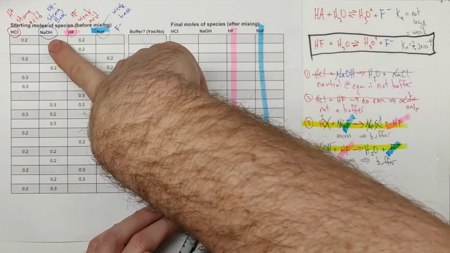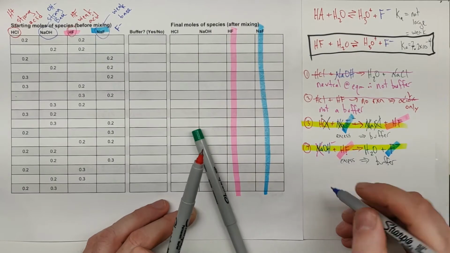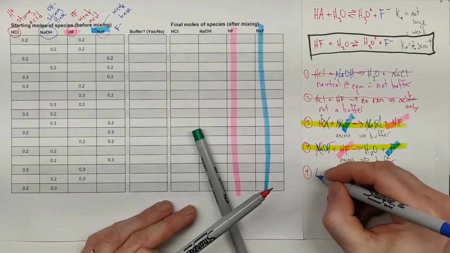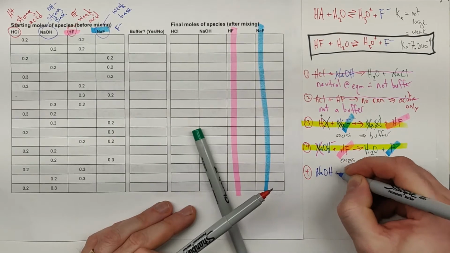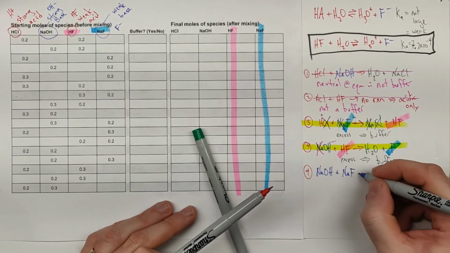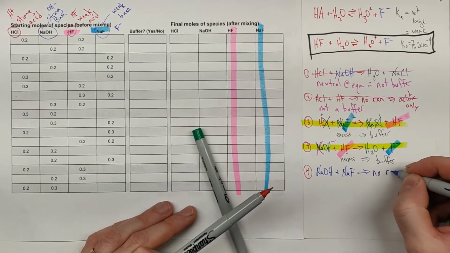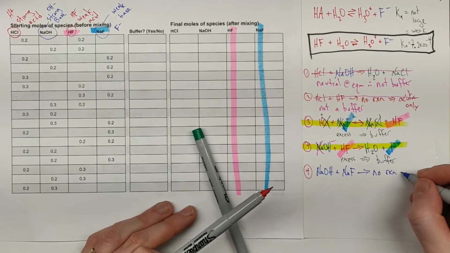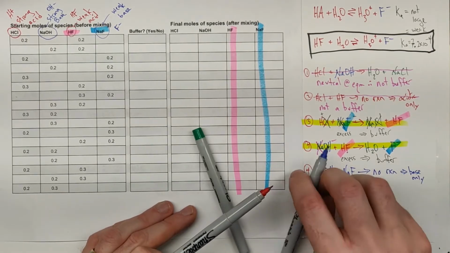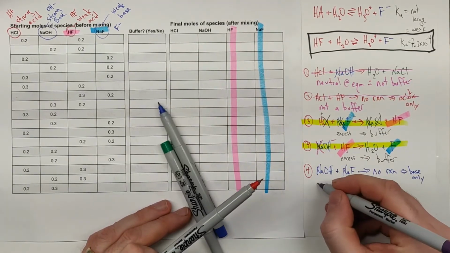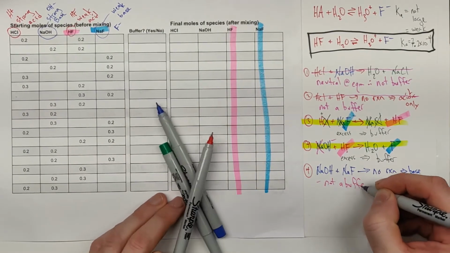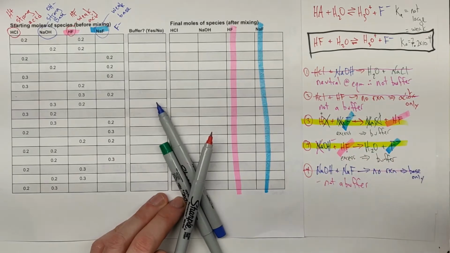Then we can take a look at the NaOH with the NaF. NaOH, strong base, and NaF. That F minus is our weak base, so that's no reaction, right? It's base only. And therefore, we can treat that as not a buffer. And we'll cross that one out.